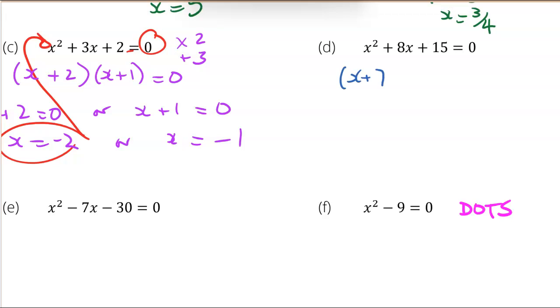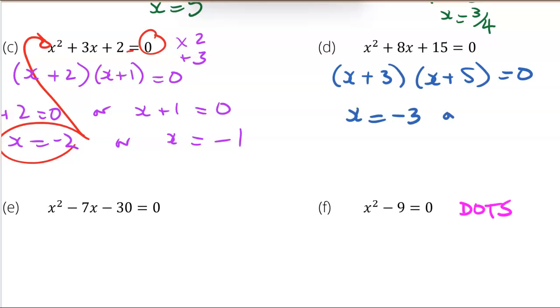So x plus 7, x plus 7 and, whoops, that's wrong. Sorry, my apologies. It is x, two numbers that multiply to give 15 and add to give 8. x plus 3 and x plus 5 equals 0. So x equals negative 3 or x equals negative 5.